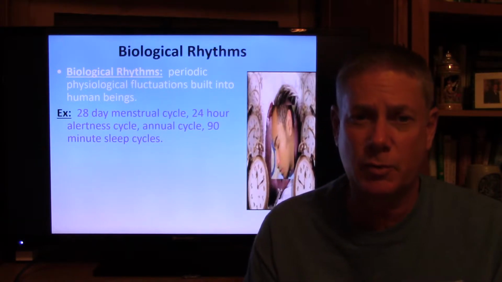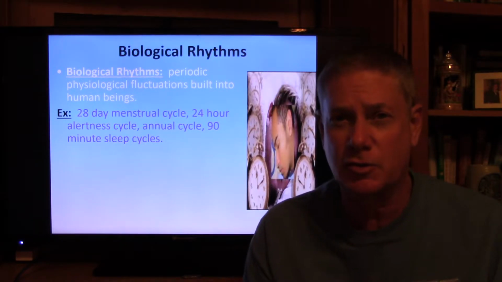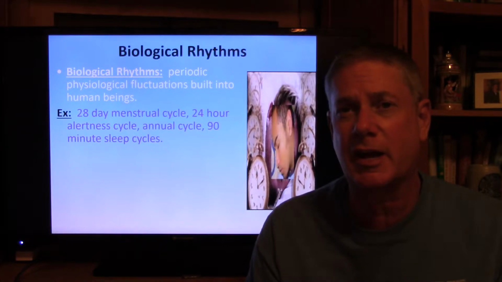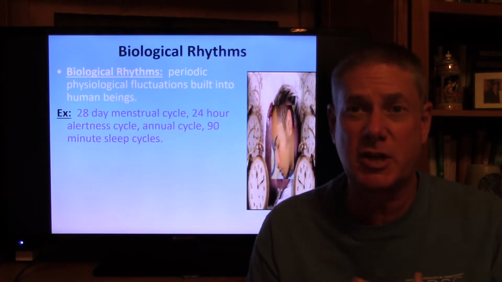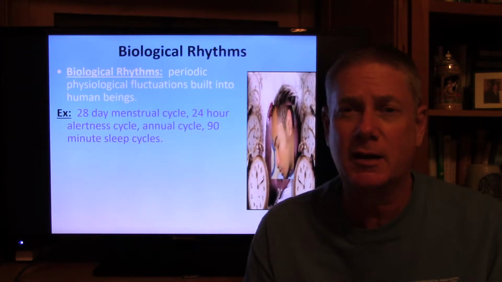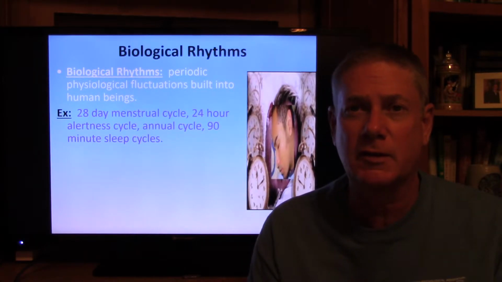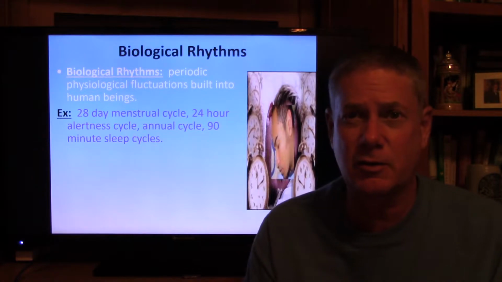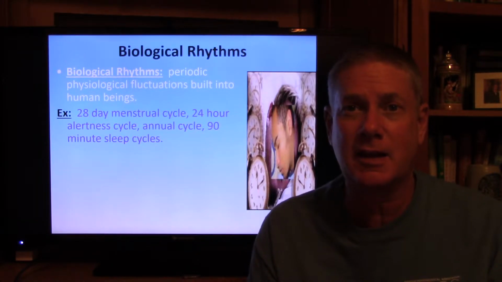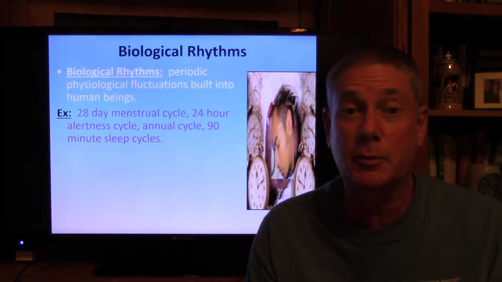Females, for example, have a 28-day menstrual cycle. There's the 24-hour alertness cycle, which is how much energy we have during the day. In many places, for example, we have a lull in the afternoon. That's why in many cultures there's a siesta or a nap time taken for that particular reason.